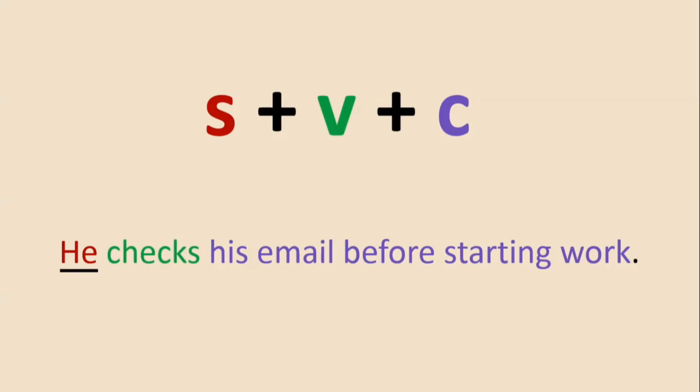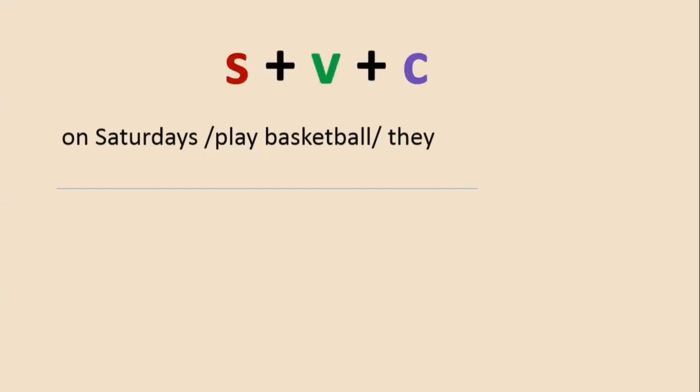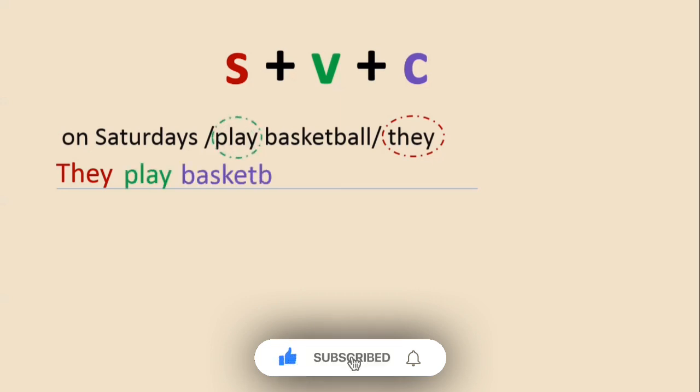Okay, what is he? It is subject. What is checks? It is verb. And what is the rest? It is complement. Okay friends, now we have got some scramble words using the structure of present simple. Let's unscramble them. So what is the subject in the sentence? Day is the subject, so we write day. Okay, then what is the verb? Play is the verb, so we write play next. And the rest is the complement.